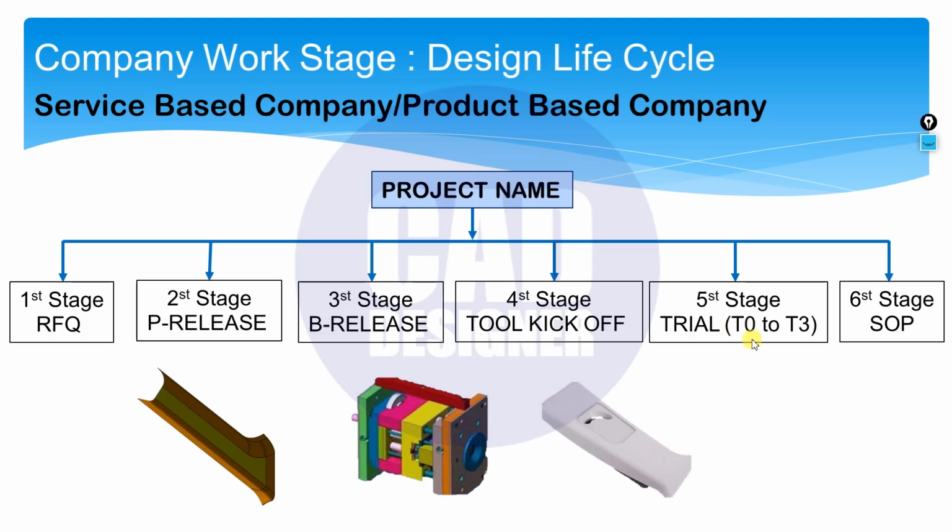Again, suppose the T0 sample has an issue, engineering changes are done in the part, and then we get the T1 sample. The same process we need to check, then we get the T2 sample. So up to T3, T4, we need to avoid all the defects and provide a good part. Once we get the good part at T3 or T4 level, then we go for the sixth stage, which is the start of production in bulk.